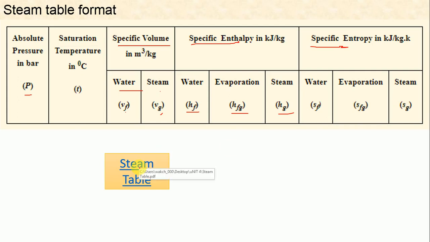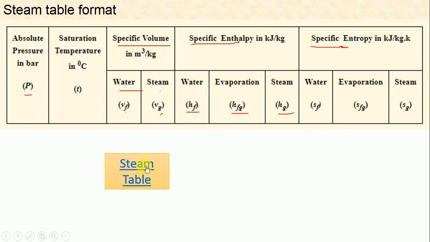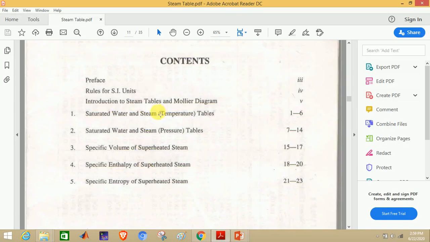So let's see, this is one format for the steam table. Here the saturated water and steam table is given. Saturated water is given on the basis of temperature and on the basis of pressure. Then there are the specific volume of the superheated steam and the specific entropy of the superheated steam. So these are the different types of steam tables given.